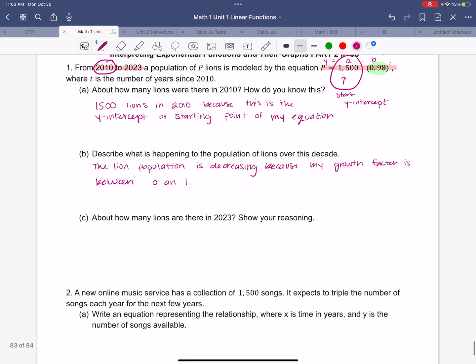So how many lions are there in 2023? I'm going to take my equation and plug in, not 2023, but 13, because it's been 13 years since the start of 2010. That's how my equation works. It starts at 2010, and every year I'm collecting data on my lion population.